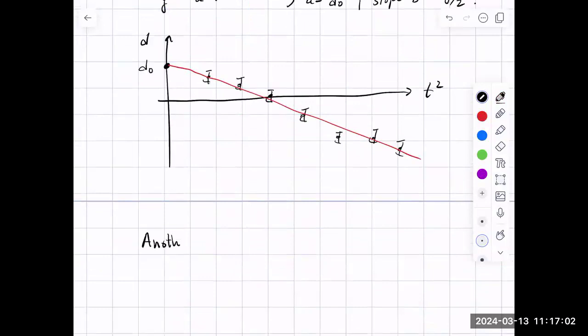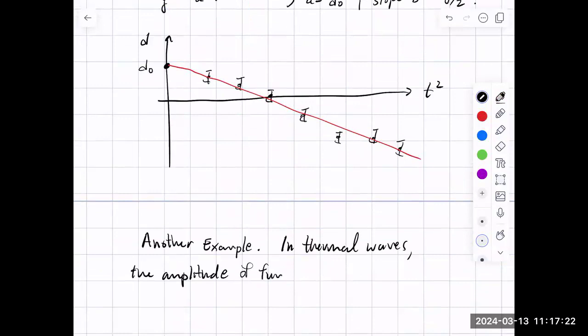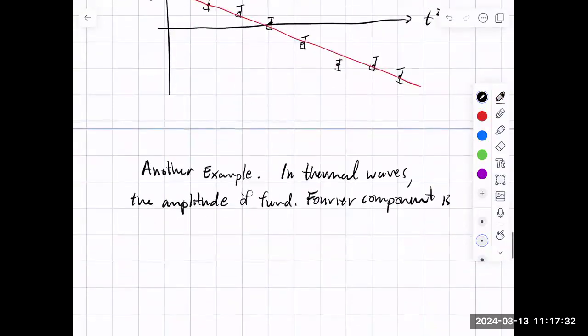So another example. Okay. In the thermal waves experiment, the amplitude of the fundamental Fourier component, A1, I think following the notation in the manual, was equal to 4T0 over pi times the exponential of minus the square root of omega over 2 alpha times x.